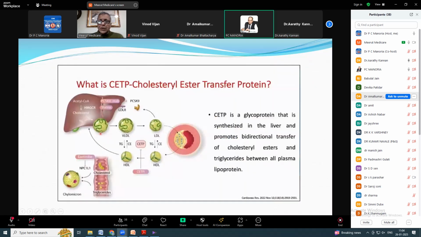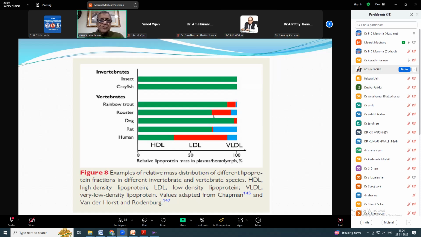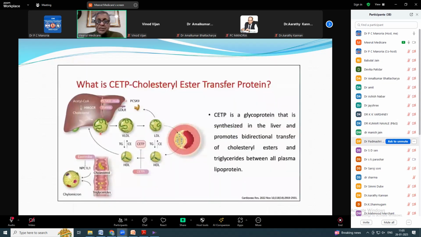Okay. So most of the animal kingdom is blessed with high HDL level. It is only humans who have high LDL level, and probably that is the cause of atherogenicity. CETP protein is secreted by the liver, and it has a bidirectional transfer of cholesterol esters and triglycerides between all plasma proteins. It's not just HDL and LDL.